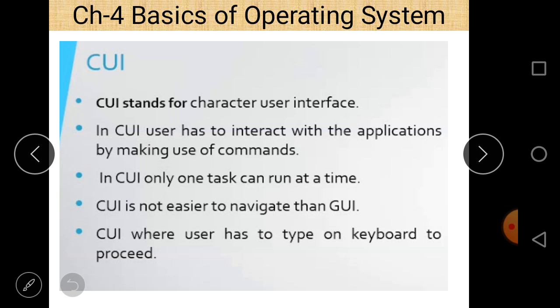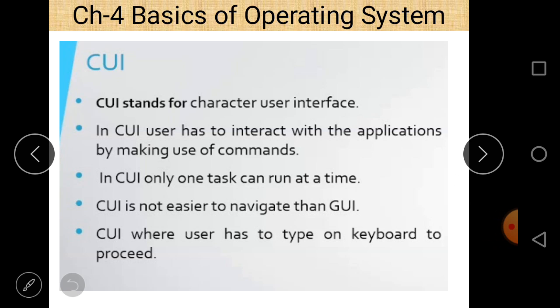And in CUI, only one task can run at a time. So that is a limitation of a CUI, that only one task can run at one time. We are not able to run more than one task at the same time. And CUI is not easier to navigate than GUI, so it is hard to navigate CUI as compared to GUI.